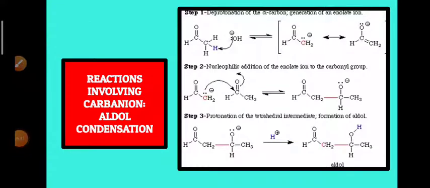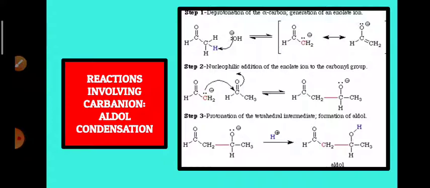Now we go for some reactions in which we find the formation of carbon ions. First one is the aldol condensation. In aldol condensation, what happens? Aldehydes and ketones which have alpha hydrogens undergo condensation and form aldols or ketols. Then on heating, they give the unsaturated aldehydes and unsaturated ketones.